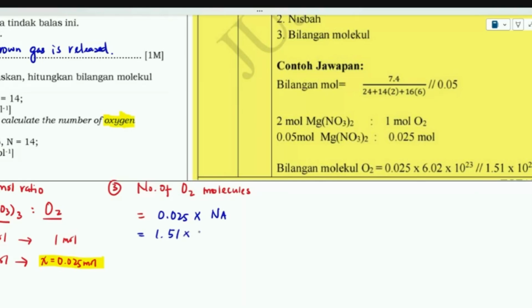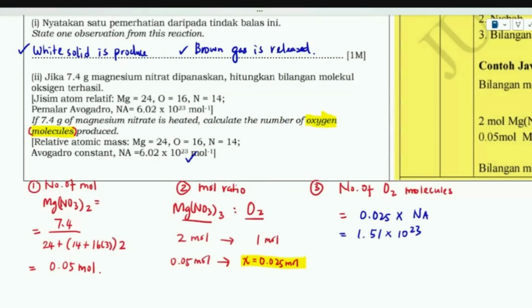1.51 or 505 is okay. So molecules. In the exam, you have to show the steps correctly. So this one, 2, then 3. Remember 3 steps, unless this one is already given to you, then only 2 steps. Okay, class?